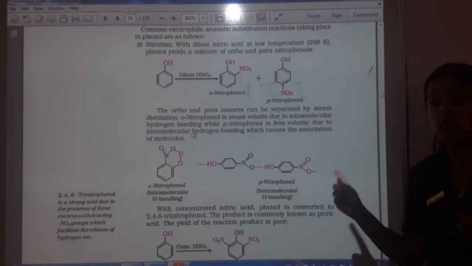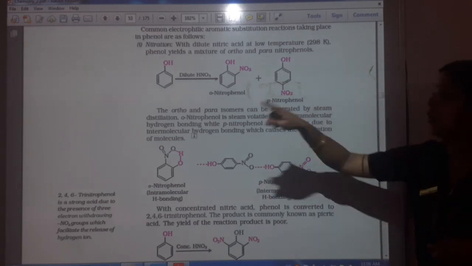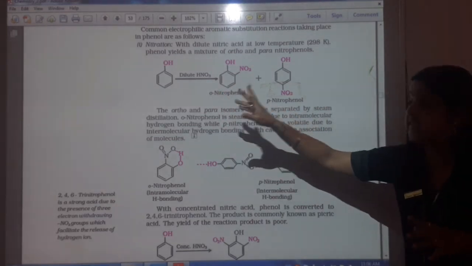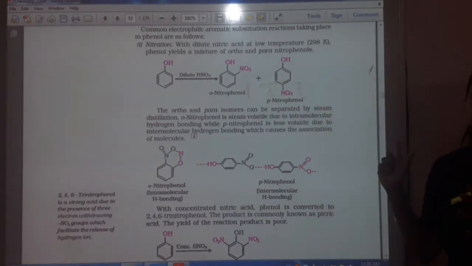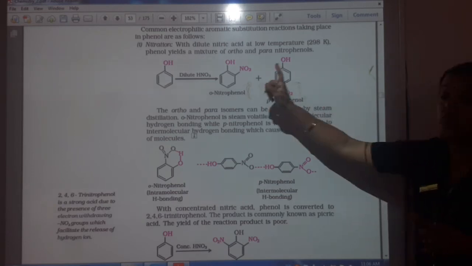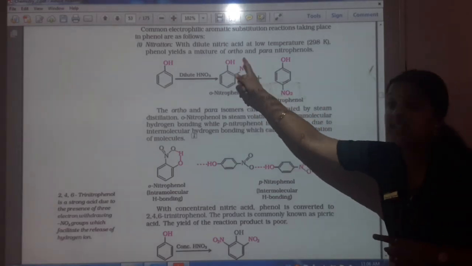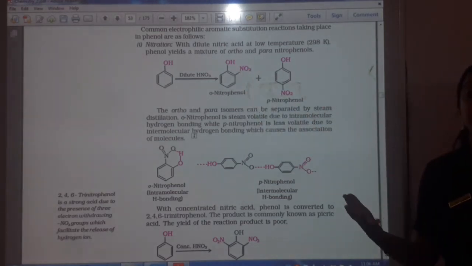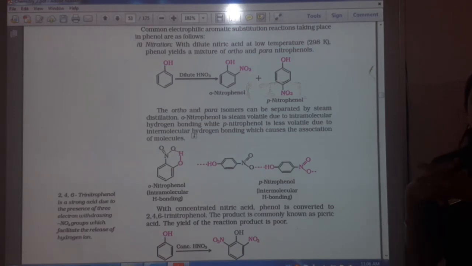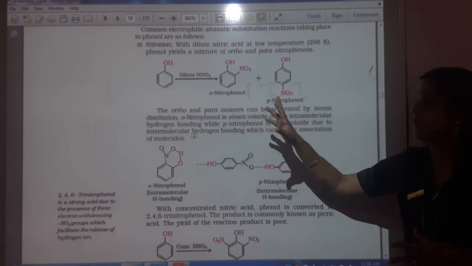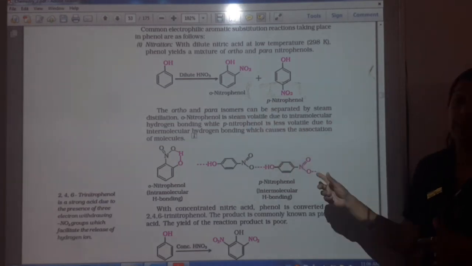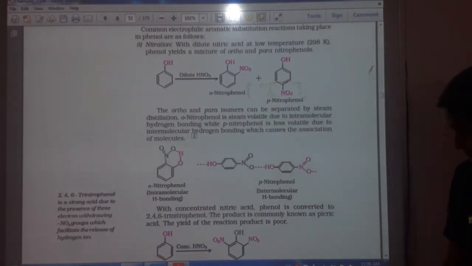But here the hydrogen bonding is a little bit difficult because the distance is more. This is also a board question. When phenol is reacted with dilute nitric acid, you get a mixture of ortho and paranitrophenol. The ortho is volatile because of the intramolecular hydrogen bonding. What is intramolecular? Within the molecule there is a hydrogen bond. So that's why orthonitrophenol is more steam volatile than paranitrophenol.